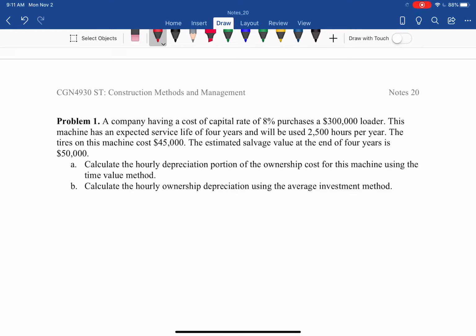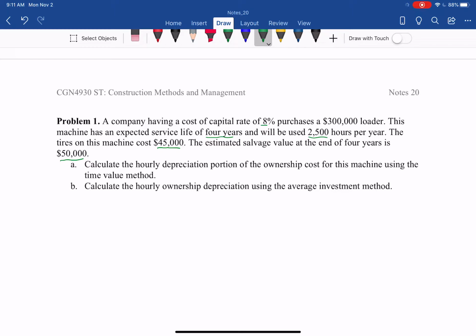Problem 1: a company having a cost of capital rate of 8%, so that is interest, purchases a $300,000 loader. This machine has an expected service life of 4 years and will be used 2,500 hours per year. The tires on this machine cost $45,000. The estimated service value at the end of 4 years is $50,000.